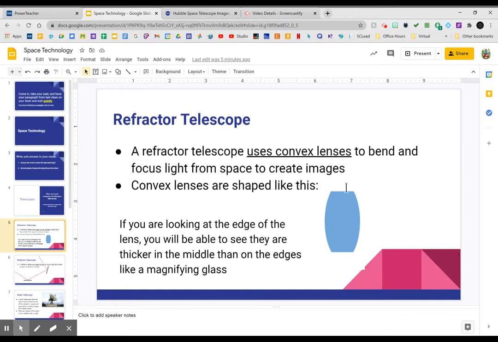A convex lens is going to be thinner near its edges and thicker in the middle. So if you've ever held a magnifying glass or played with a magnifying glass, you know that it's thinner near the edges and really thick in the middle. And that's so that it bends the light and makes the image a little bit bigger for us so we're able to see it better. And that's what that refractor telescope uses to help us see.